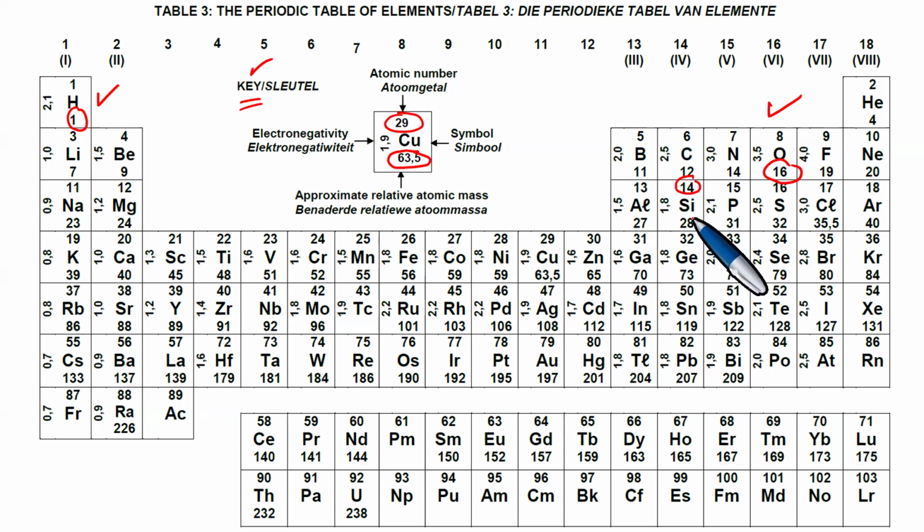And this one is called silicon. You can see that it has a relative atomic mass of 28. So it's 14 silicon 28. As a consequence, what we are able to see is the following. It is silicon.